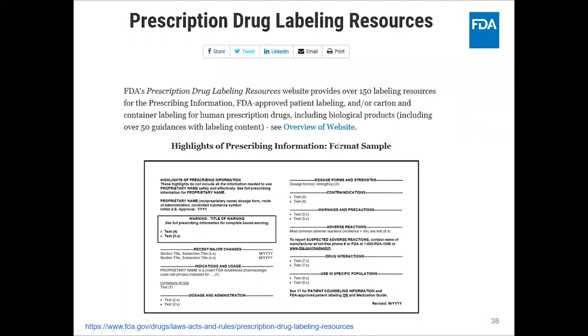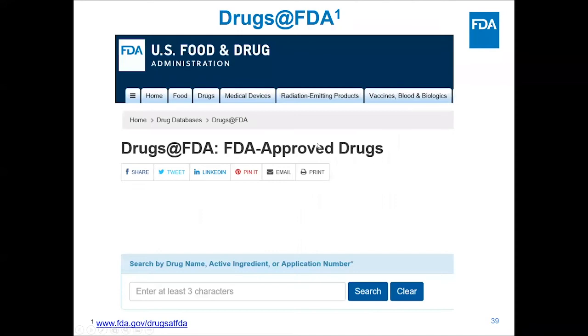We have prescription drug labeling resources, over 150 labeling resources for different types of prescription drug labeling, such as the prescribing information, FDA approved labeling, carton container labeling. We have specific resources for generic drugs, biological products. We also have information for structured product labeling developers on here.